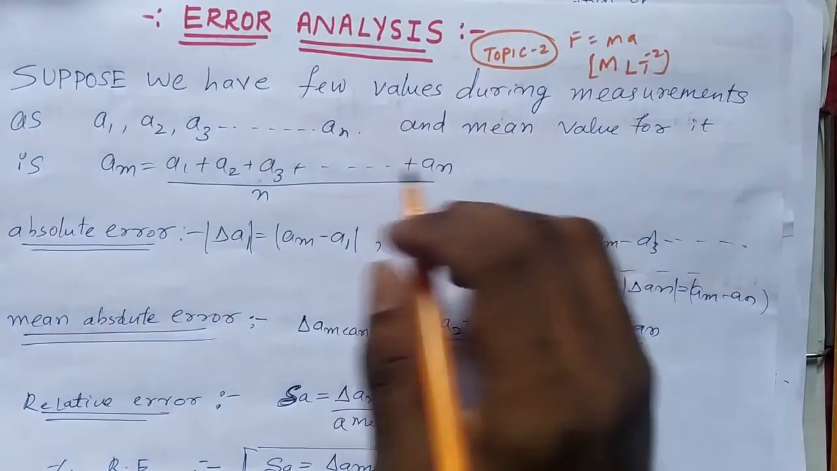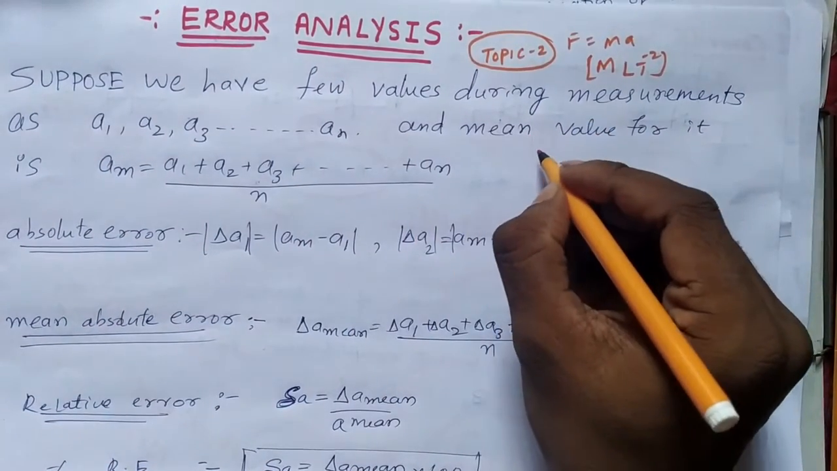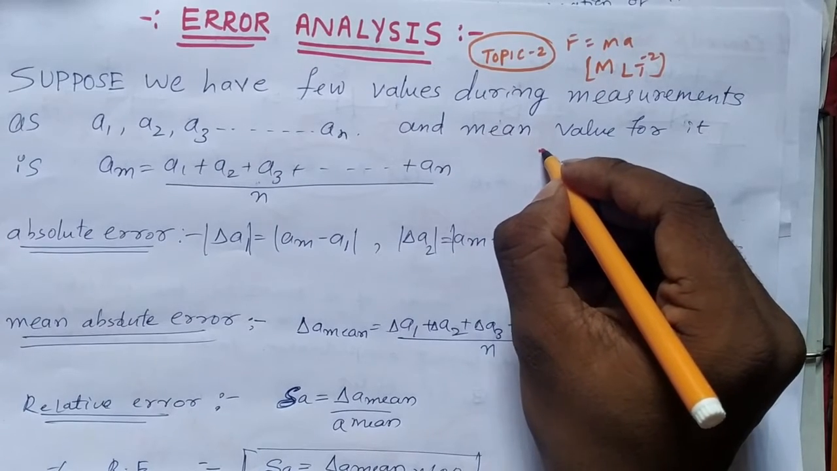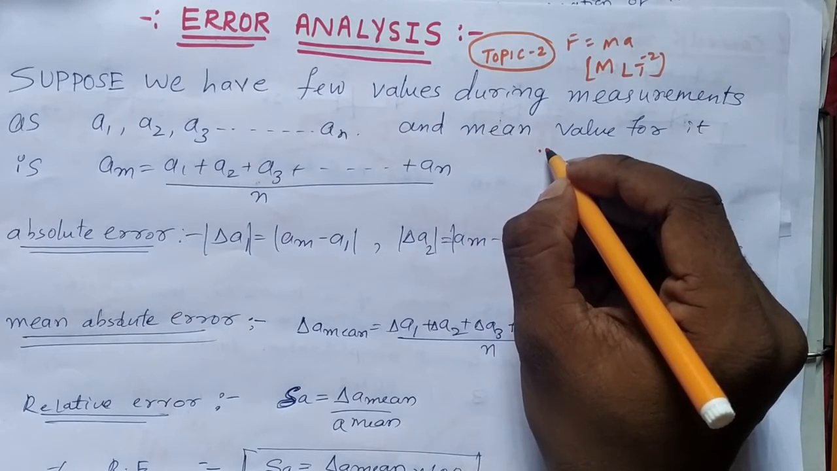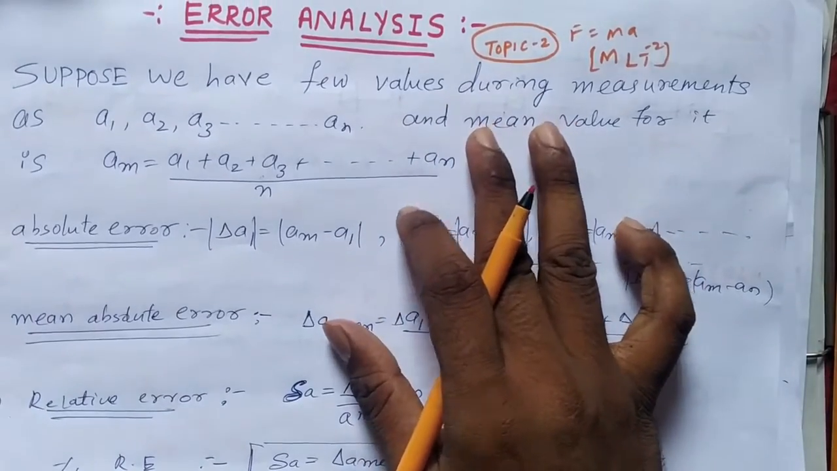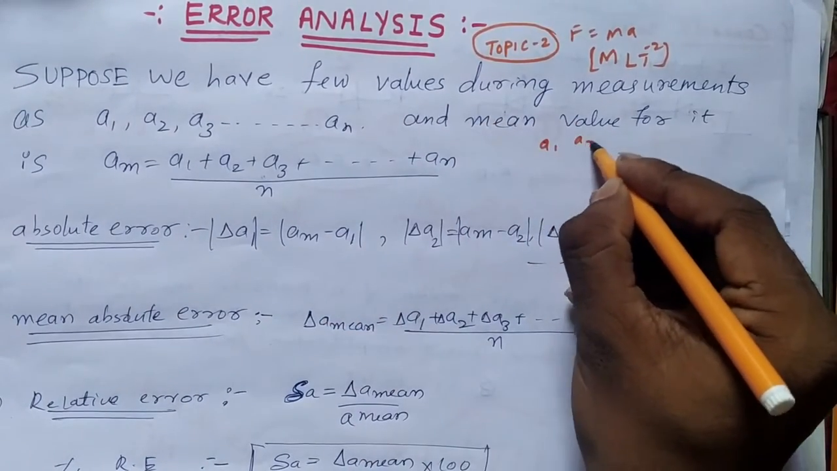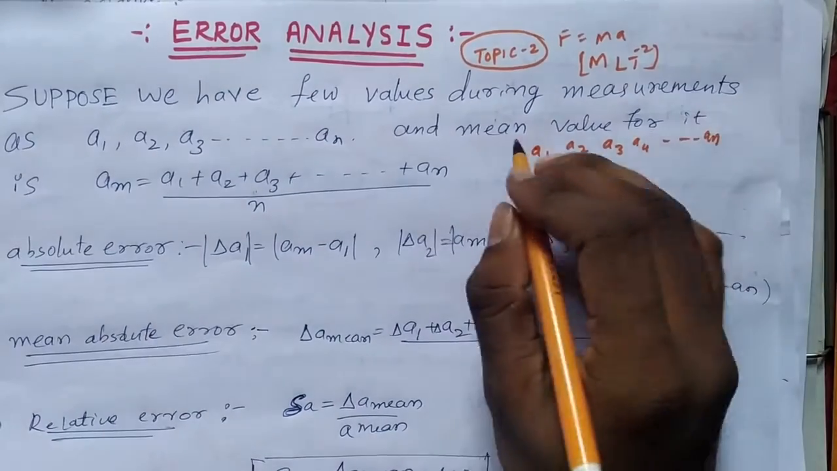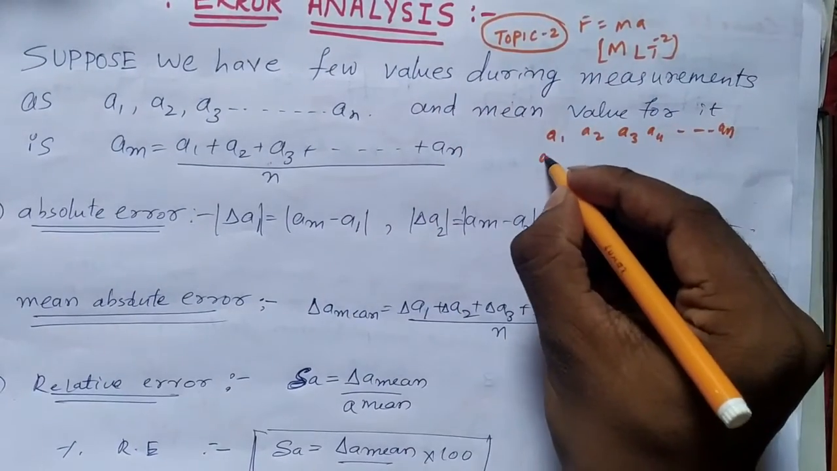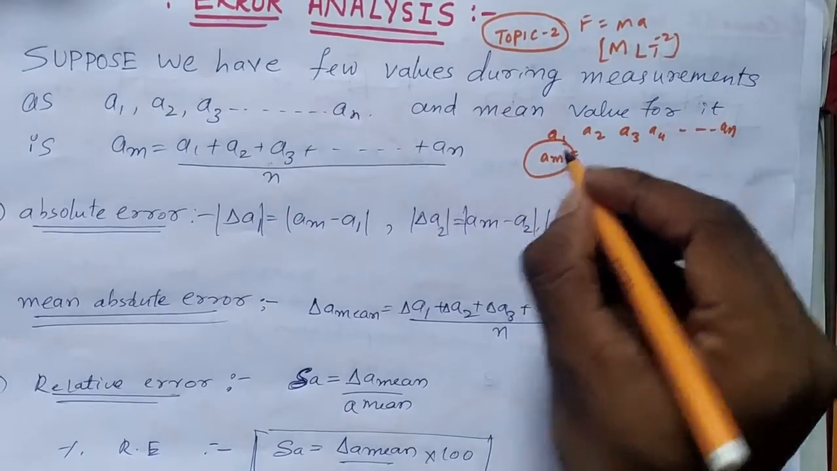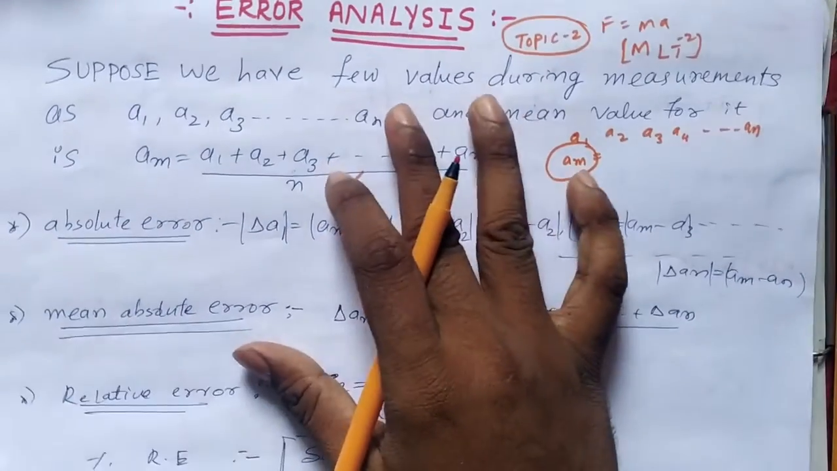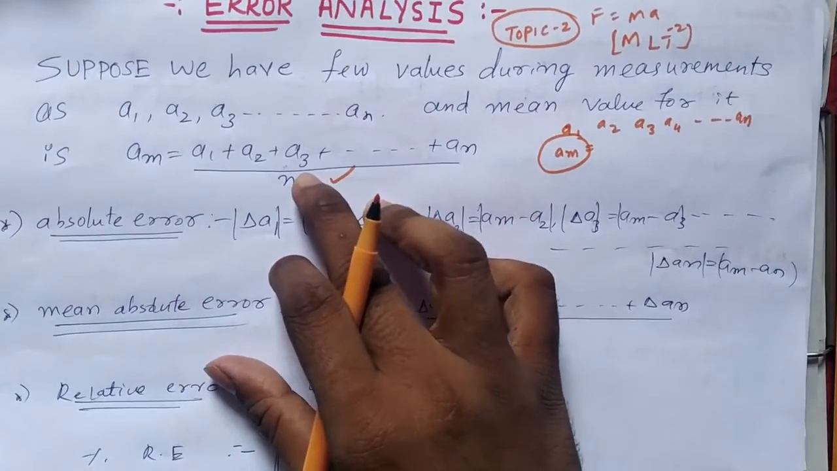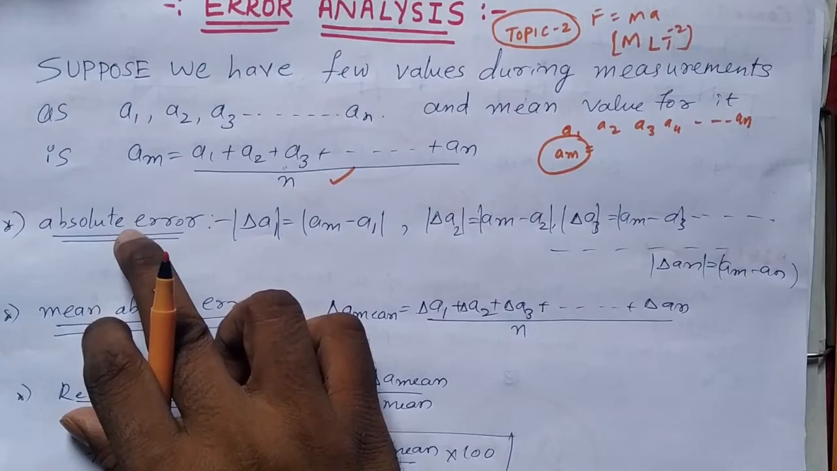Suppose we have a measurement. Suppose you are measuring a certain value. For example, you are taking various readings in an experiment with a screw gauge, and you have values like a1, a2, a3, a4, and so on up to an. If you take the mean of all those values, you will get am. You add all the values and divide by the number of readings you are taking.